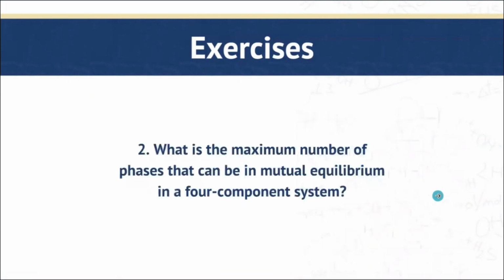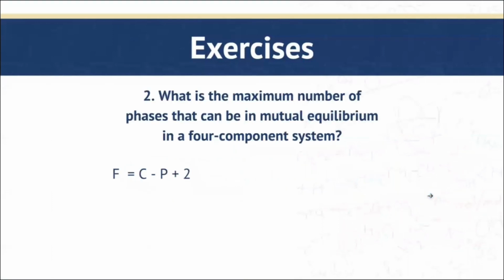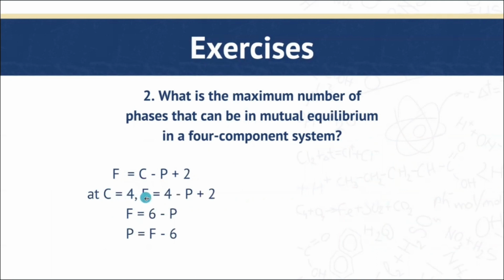Ayan. So next, what is the maximum number of phases that can be in mutual equilibrium in a 4-component system? So, need muna natin si Gibbs Phase Rule natin na equation, which is ito, F equals C minus P plus 2. So, 4 components, so C is equal to 4. So, manipulating that, we have F is equal to 4 minus P plus 2. Tapos, pag simplify natin yan, F is equal to 6 minus P.